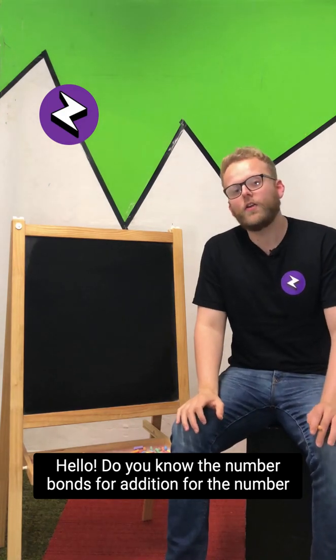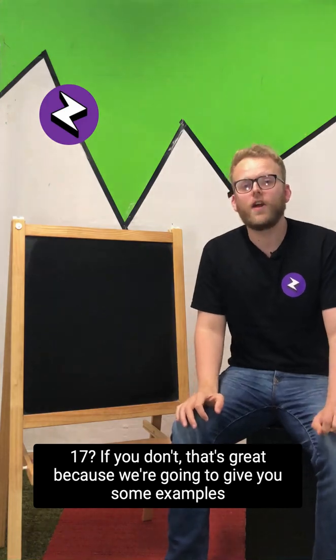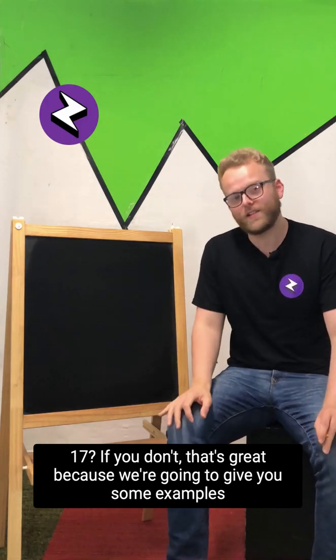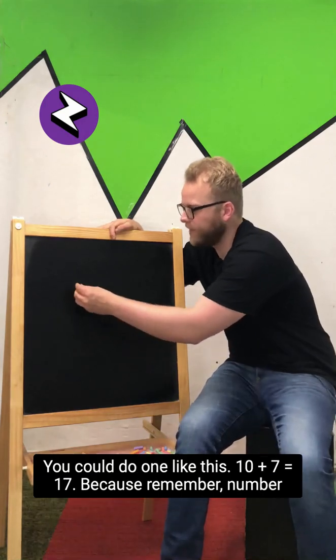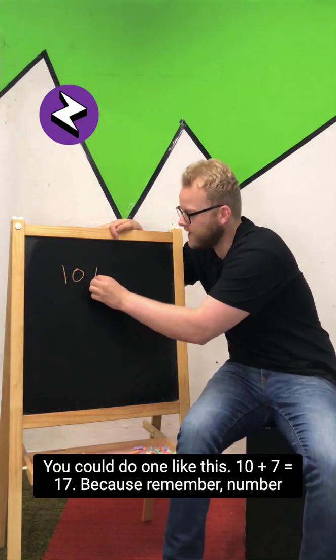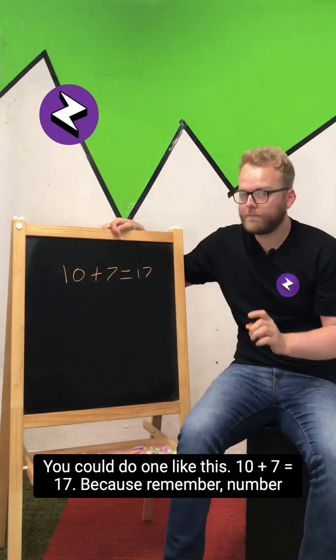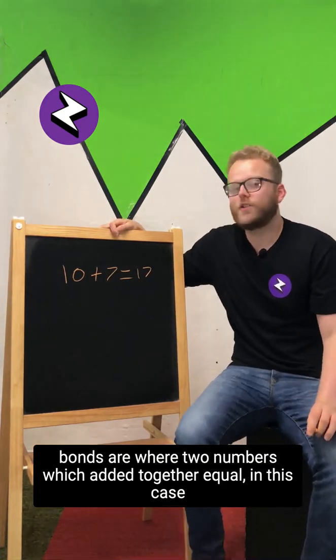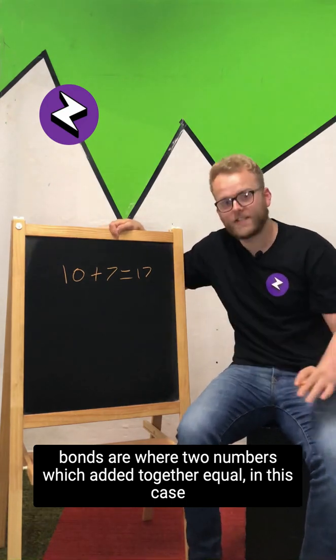Hello, do you know the number bonds for addition for number 17? If you don't, that's great, because we're going to give you some examples today. So, number bonds for the number 17. You could do one like this. 10 plus 7 equals 17. Because remember, number bonds are where two numbers which added together equal, in this case, 17.